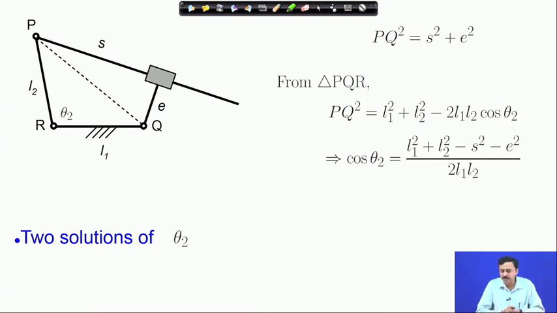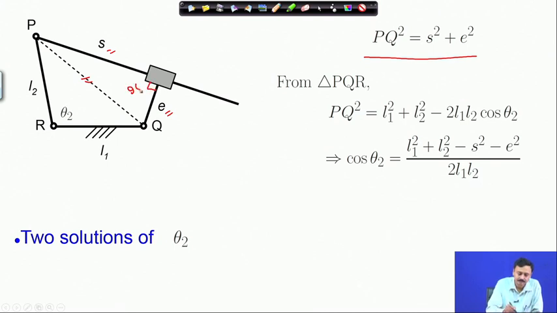Now, we have looked at the displacement analysis problem for this kinematic chain. So, we are going to follow through. PQ, which is this distance, can be related to S and E, the offset, by this relation, because this angle is 90 degrees. Therefore, I can write PQ square is S square plus E square.